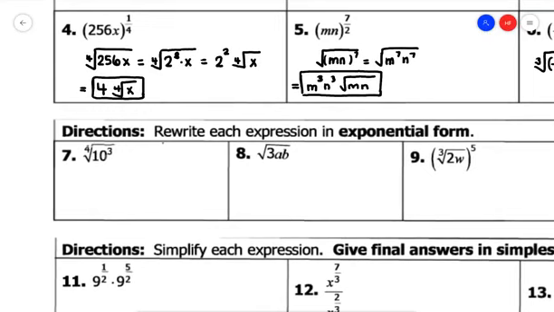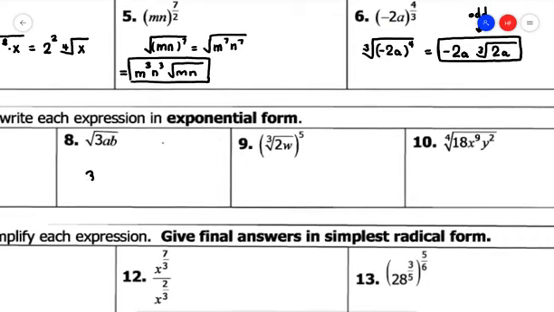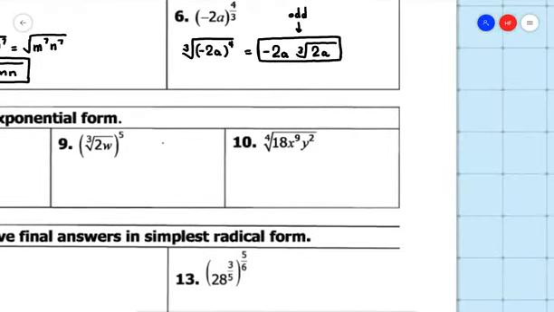Now the next ones, we are writing them in exponential form, so we are working the opposite way. So on number 7, we are taking 10 to the power of 3 over 4. Number 8, we're taking 3ab to the power of 1/2. Number 9, 2w to the power of 5/3. And number 10, 18x to the 9th y squared to the power of 1/4.